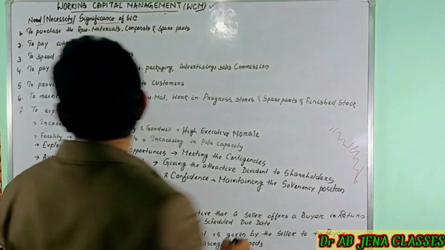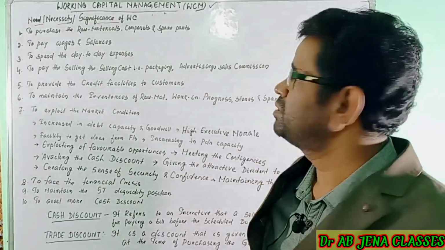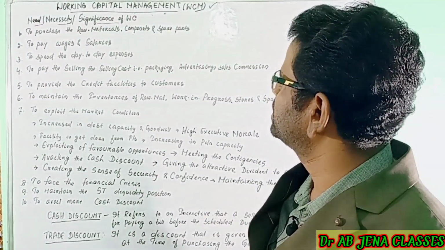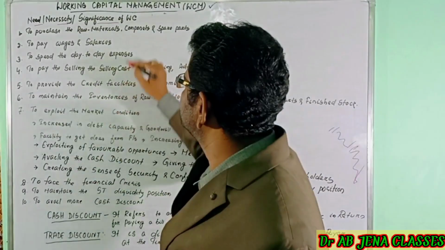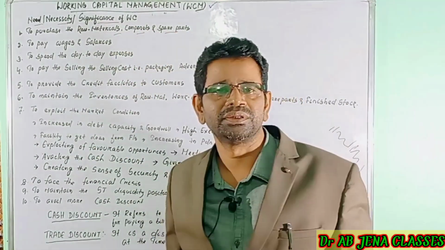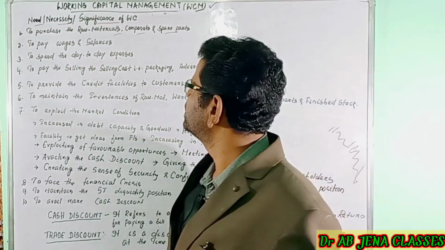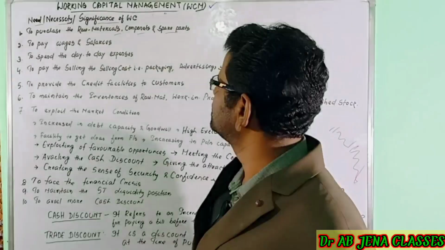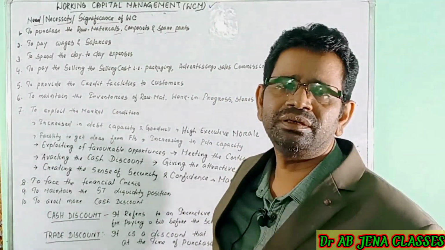Okay. So the working, if there will be the right amount or the sufficient working capital, then the business organization can purchase the raw materials and components and the spare parts for the production unit.